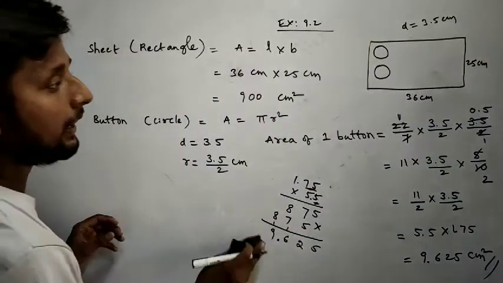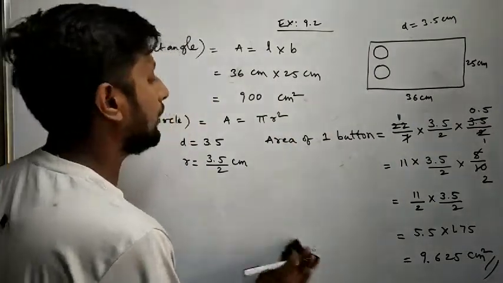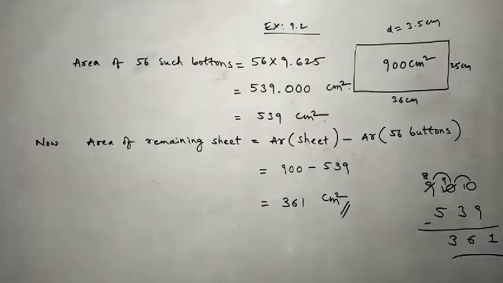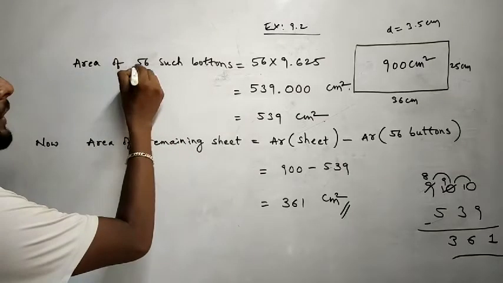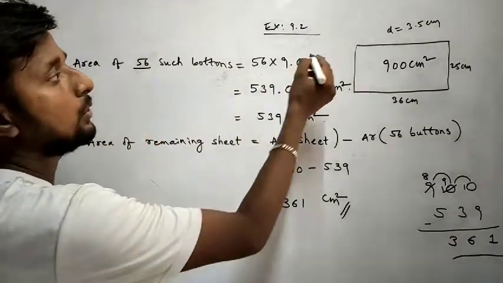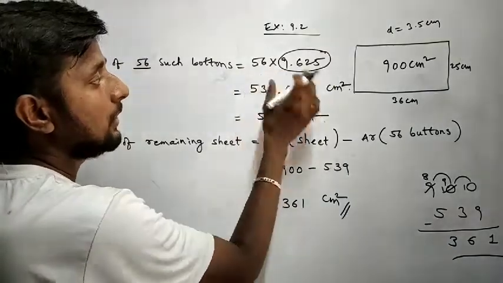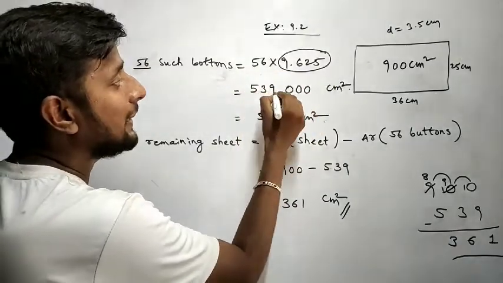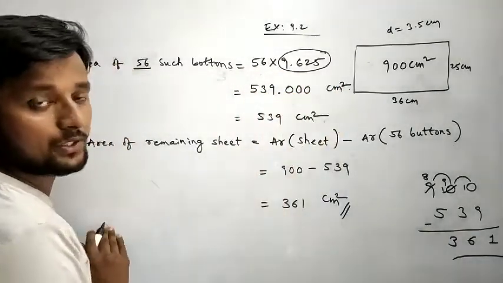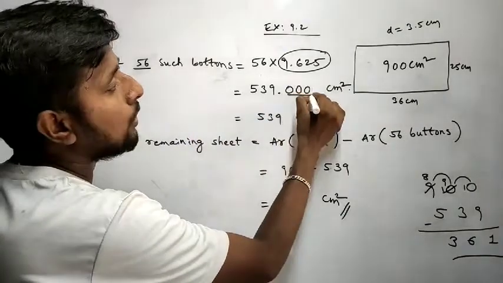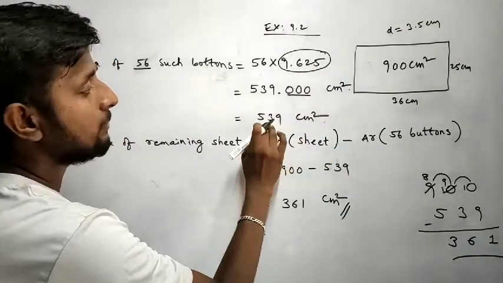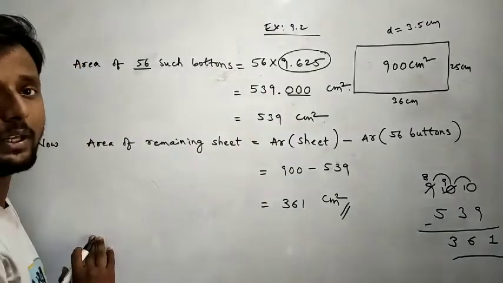So it is the area of one button, only one button. Now area of 56 buttons. So this is the area of one button. So one button area into 56. So I multiplied, and I got 539.000 centimeters square. After the decimal we have all zeros. So neglect the zeros, simply I have written 539 centimeters square.